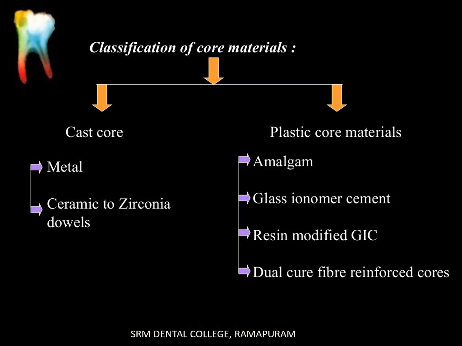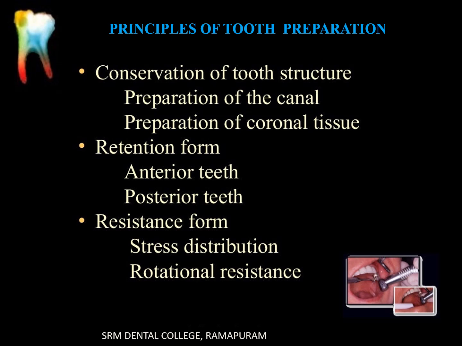How do we classify core materials? There are cast cores and plastic core materials. Cast cores are the metal cores or the ceramic or zirconium dowels. Plastic cores could be amalgam, GIC, modified GIC, or resin or fiber reinforced cores. So, principles of the preparation.